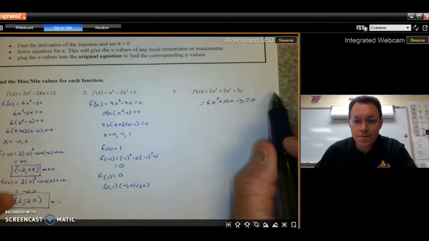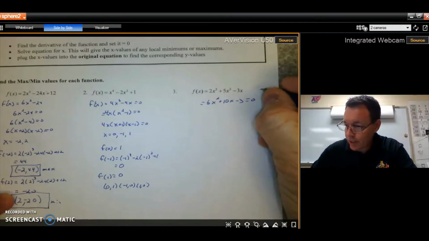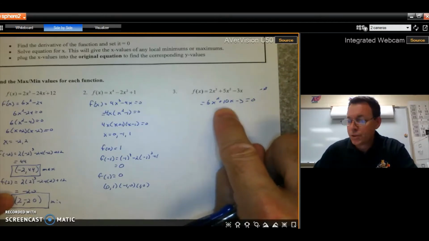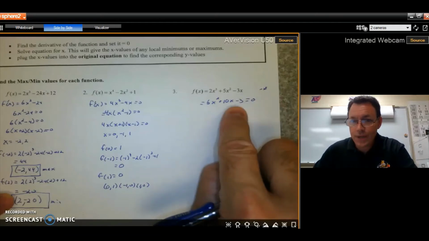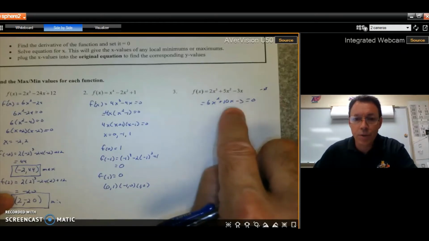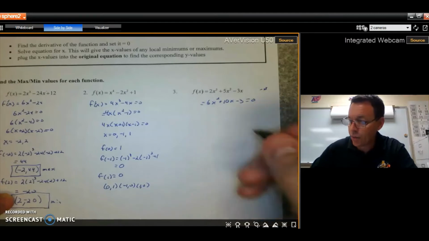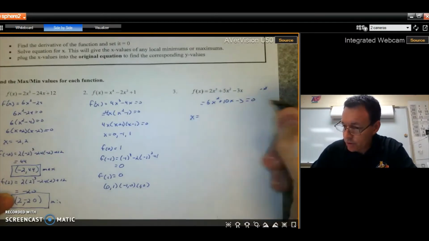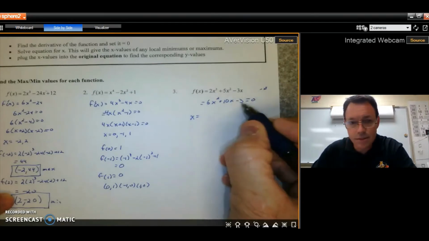And there's no factors, like when you do factor by grouping. There's no factors of negative 18 that add up to 10. So since that doesn't work, that tells you that this doesn't factor. So the only way to solve this is by using the quadratic formula. So just to remind you, x equals, so this is a, this is b, and this is c.